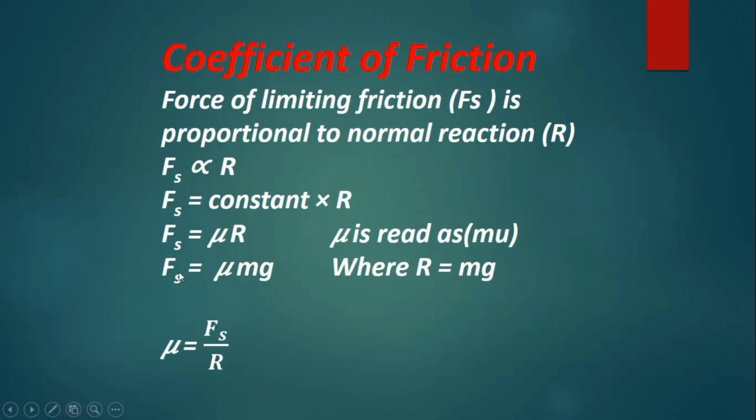Now, Fs is equal to mu mg, where mu is equal to Fs over R. So, mu is the ratio of the force of limiting friction, Fs, to the normal reaction R. Understand? Because of that, it has no unit. Why does it have no unit? Because it is a ratio of two forces. And what is the unit of force? Newton. Yes, very good.